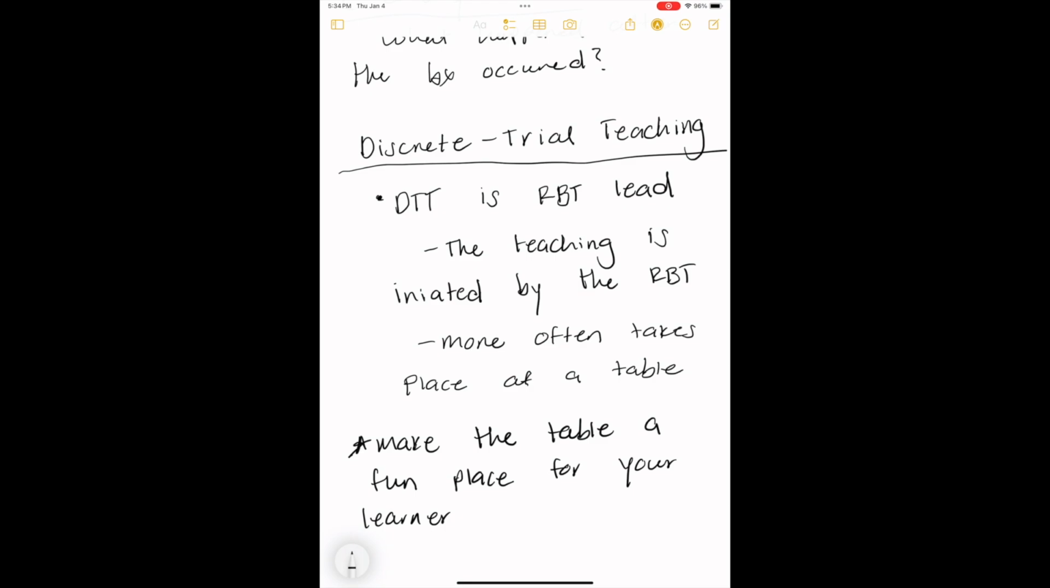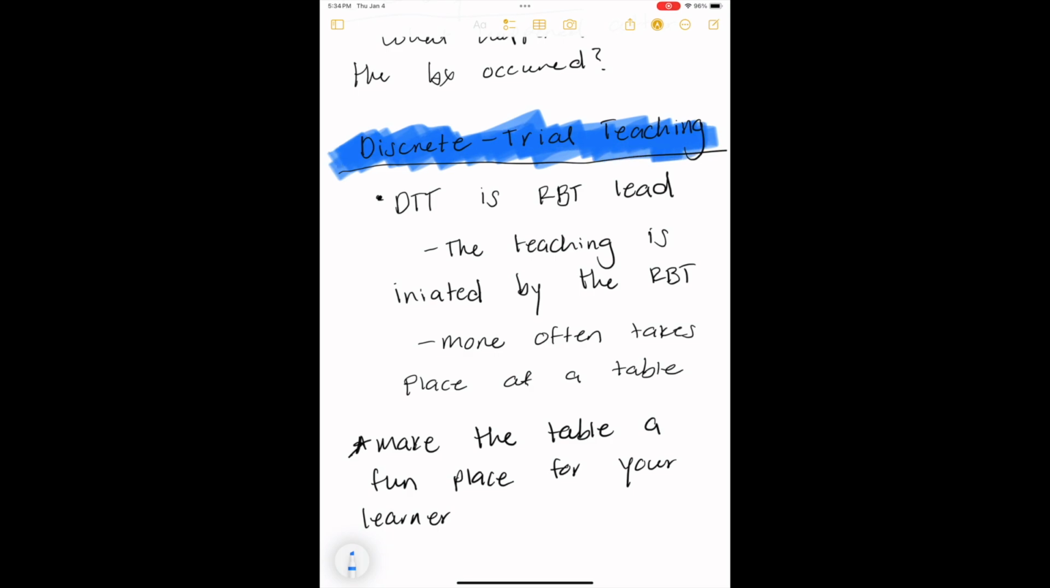So when you are pairing with them, right? When you're building rapport with your learner, you can do that at the table. So that when you start doing this, and let me highlight it now, it's not going to be that big of an issue because they know this isn't the only thing we do at the table.